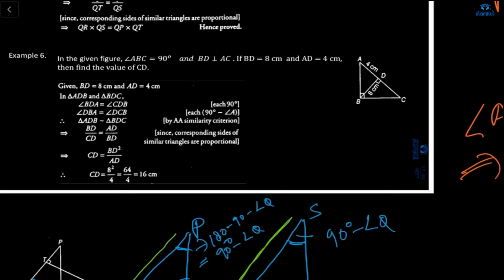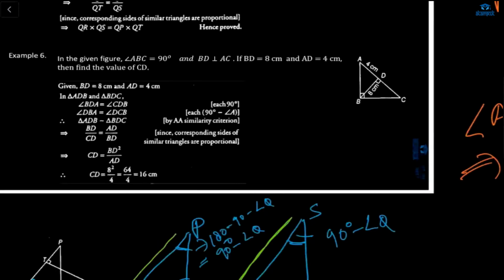Understood? Now, the other angle that we have is DBA. Angle DBA will be equal to angle DCB. Why? Because both will be equal to 90 degrees minus angle A. If you see the bigger triangle ABC, the value of angle C will be 180 degrees minus 90 minus angle A, because angle B is 90 and angle A is left. So it will be 90 minus angle A. And the angle DBA here is the same, 90 minus angle A. So both values are the same, and that's why angle DBA is equal to angle DCB. Understood? So from AA criteria, again, the two triangles are similar.